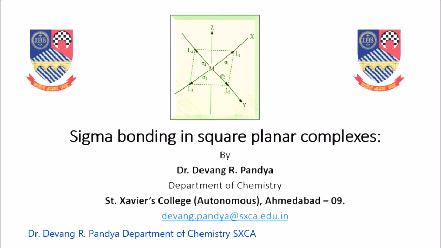Geometrical shape of metal ligand complexes. Three interactions we are going to discuss: sigma donation interaction in square planar complexes, sigma donation and pi donation interaction in square planar complexes, and sigma donation, pi donation and pi acceptance in square planar complexes. Today we'll begin with sigma bonding in square planar complex.